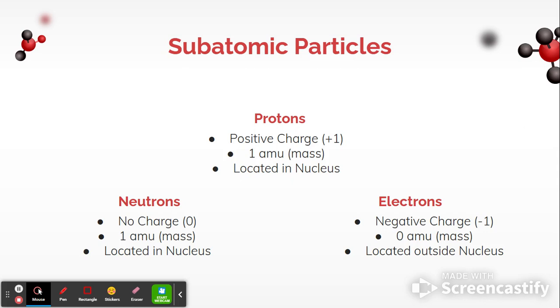And electrons, which have a negative charge of -1. It is important to note that electrons and protons have the same magnitude of charge. The only distinction is that protons' charge is positive, +1, whereas electrons' charge is negative, or -1. Electrons have very close to zero mass, so it can be assumed that they have a mass of 0 AMU, and electrons are located outside of the atom's nucleus in principal energy levels.